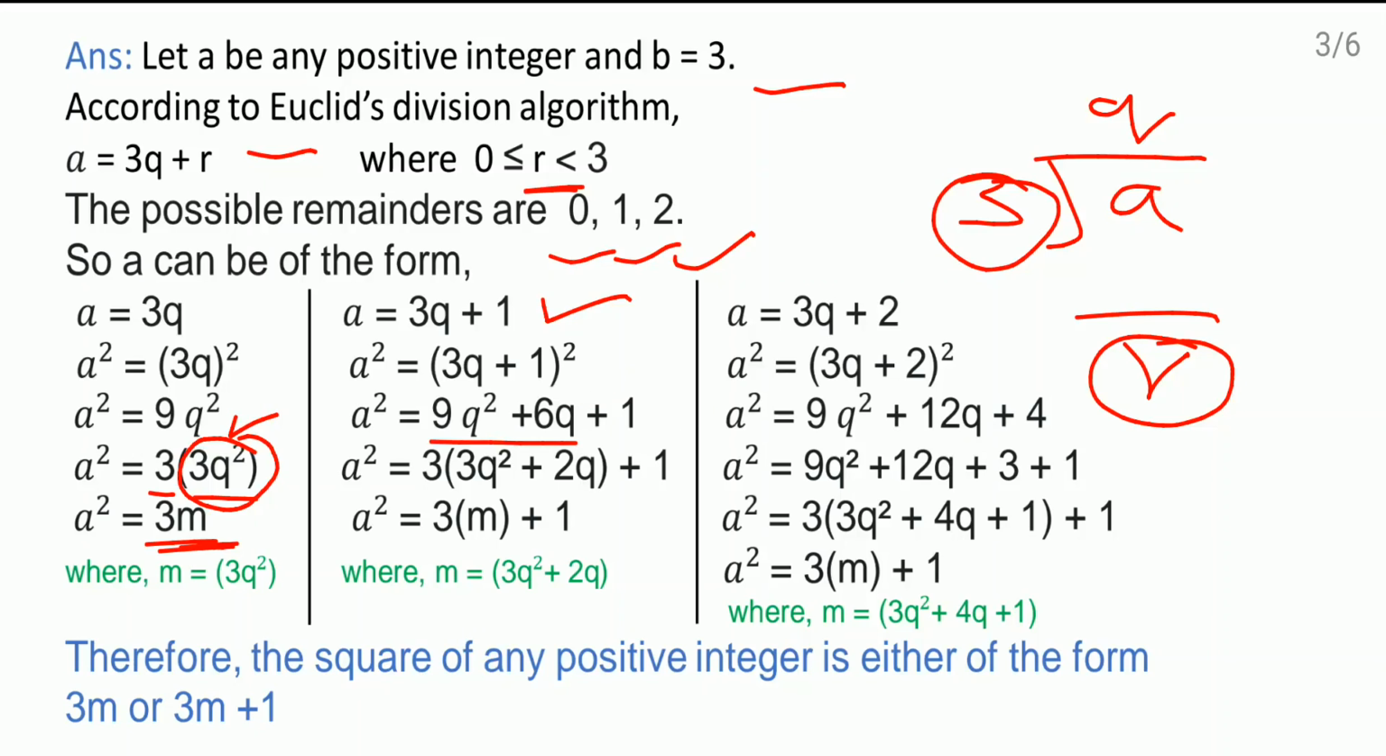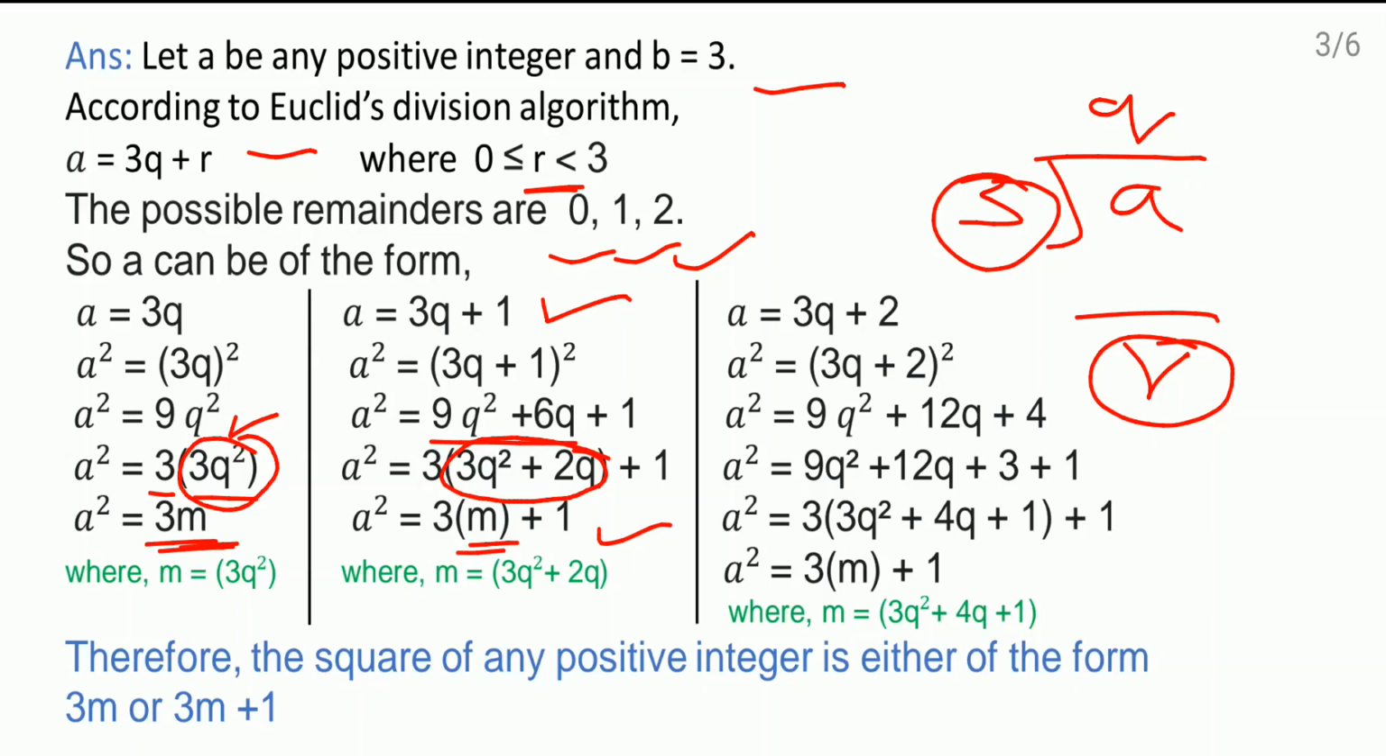From the first two terms, what we are taking common? 3. So 3 in the bracket 3q square plus 2q plus 1. So this, whatever the things are there in the bracket, that is nothing but the another integer which we are calling it as m. Now look at the format here. A square which is equal to 3m plus 1. Correct? Now come to the third one.